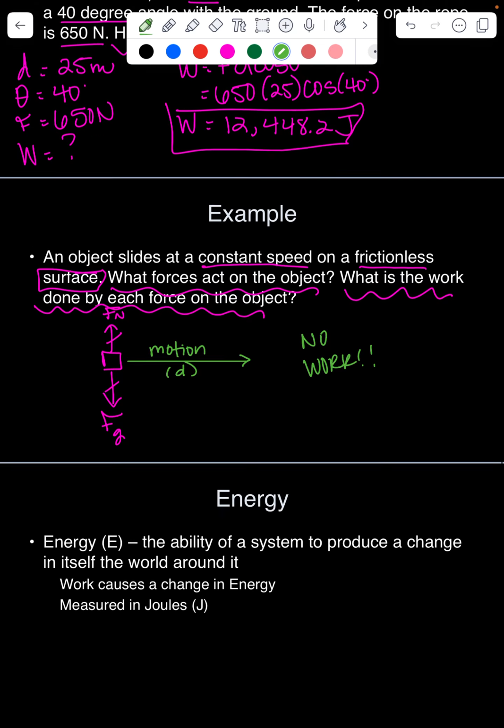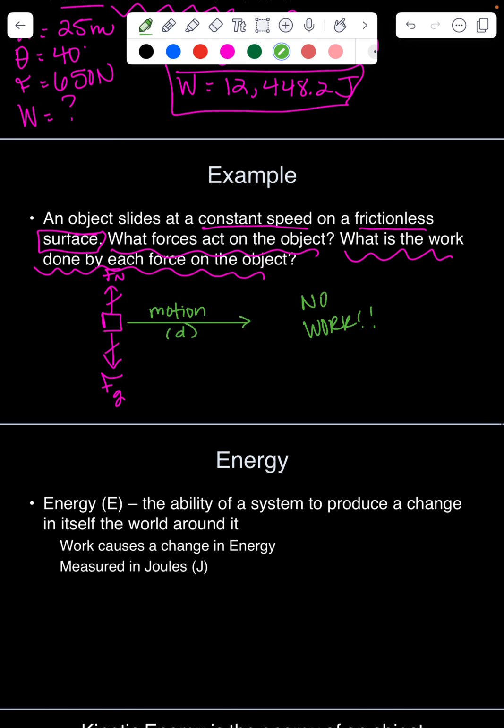See what I did there? All right, so energy, there are tons and tons of types of energy. We're really only going to be focusing on three specific types of energy. But energy is just the ability of a system to produce a change in itself or the world around it. All that means is that energy is the ability of a system to do work.